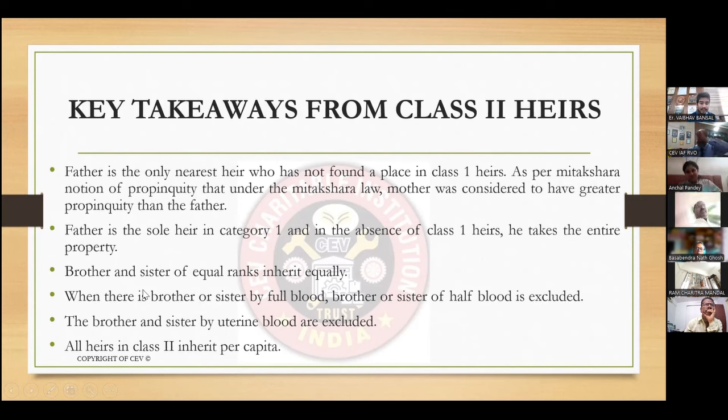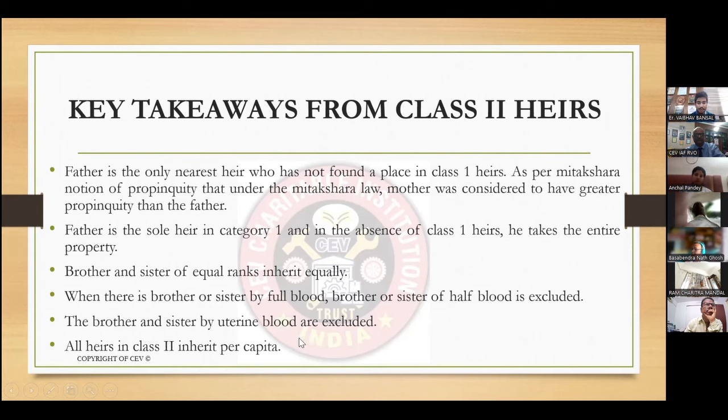Now, brothers and sisters of equal rank inherit equally. When there is brother or sister by full blood, brother or sister of half blood is excluded. So full blood जो है वो half blood को exclude करते हैं, जैसा हमने पहले पढ़ा. The brother and sister by uterine blood are excluded.